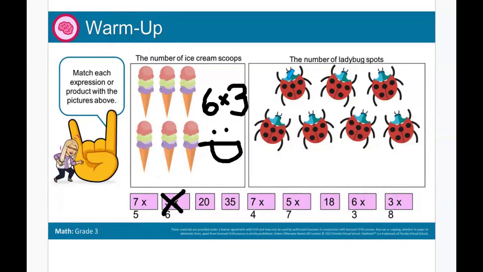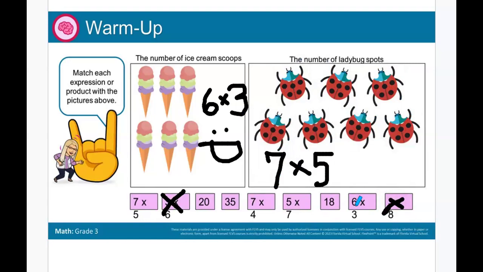All right, let's take a look at my number of ladybug spots. There's 1, 2, 3, 4, 5, 6, 7 ladybugs. So that's my 7 groups of the number 5. Each one has 1, 2, 3, 4, 5 spots. Okay, so they all have 5. So I'm looking for one that has 7 groups of the number 5.